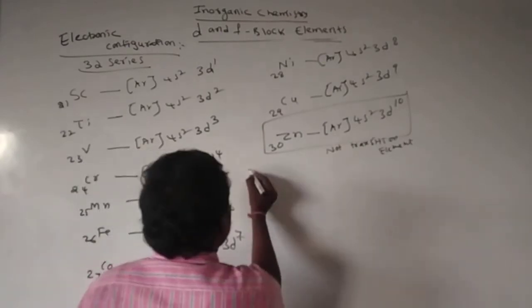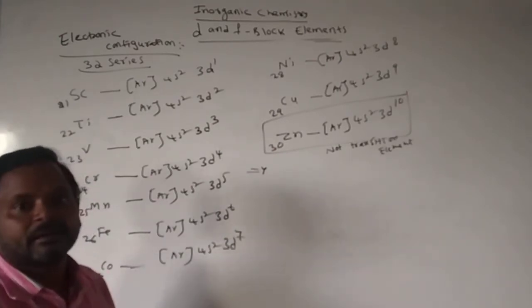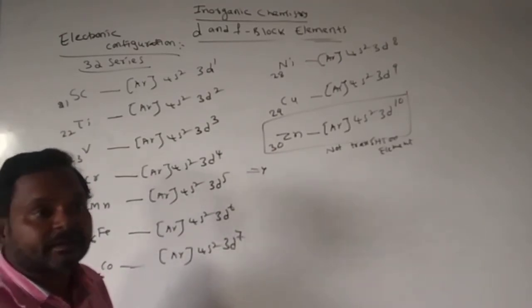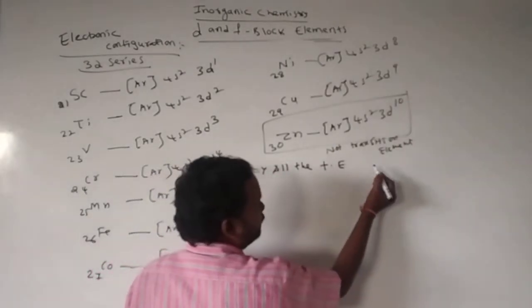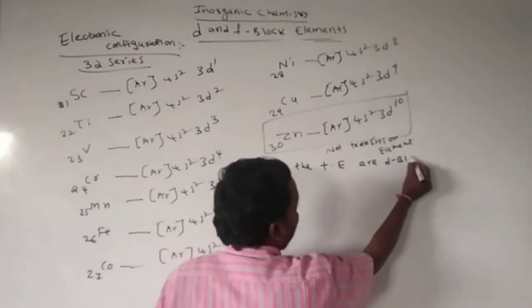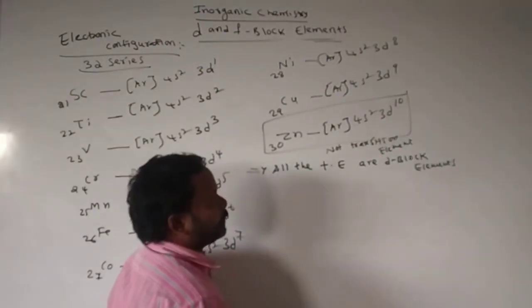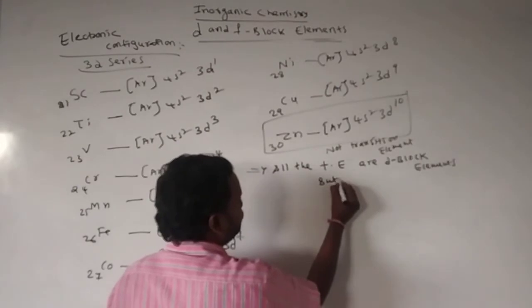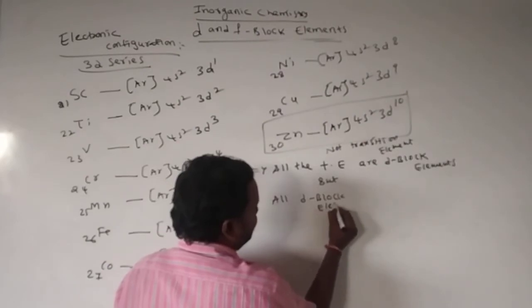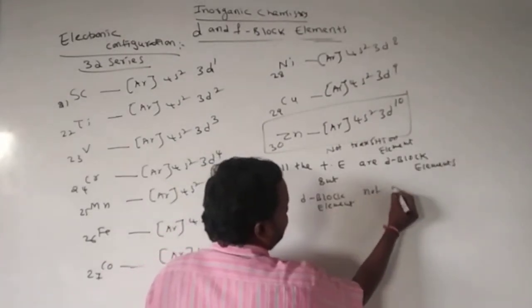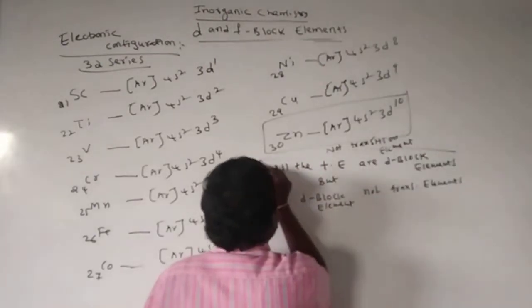Based on this, we make one statement. All the transition elements are D block elements, but all D block elements are not transition elements. This is the one statement.